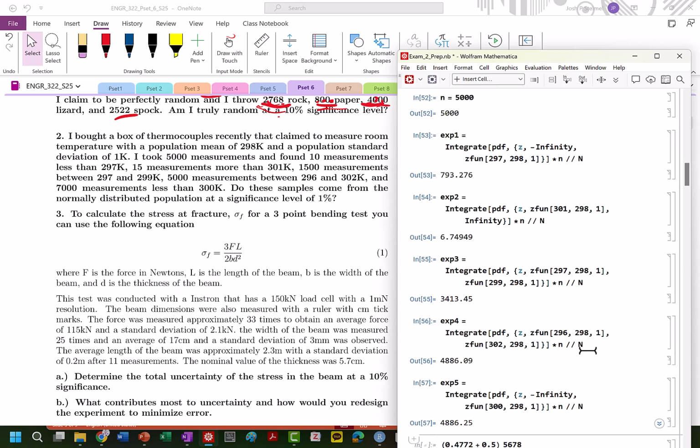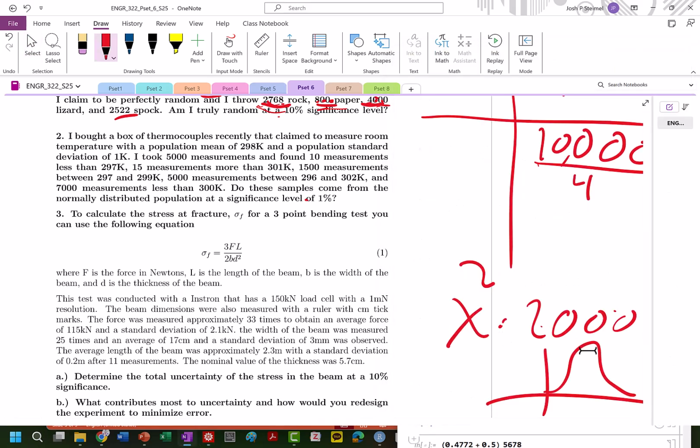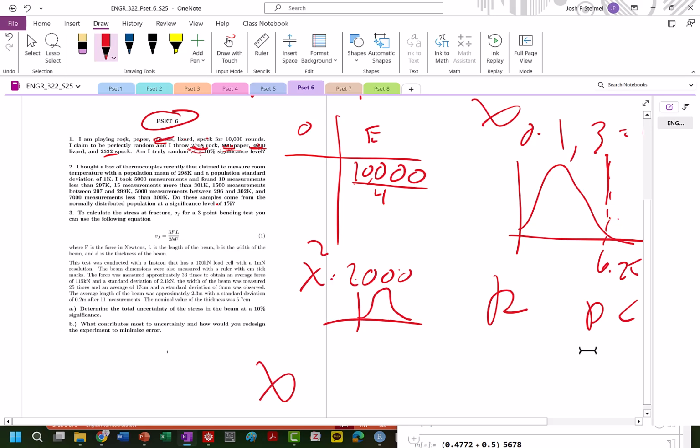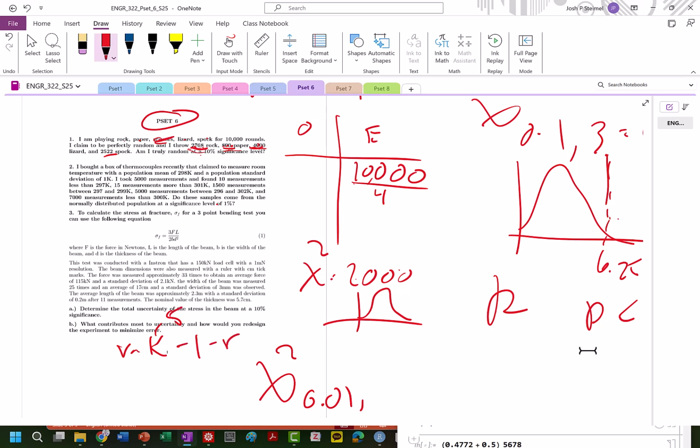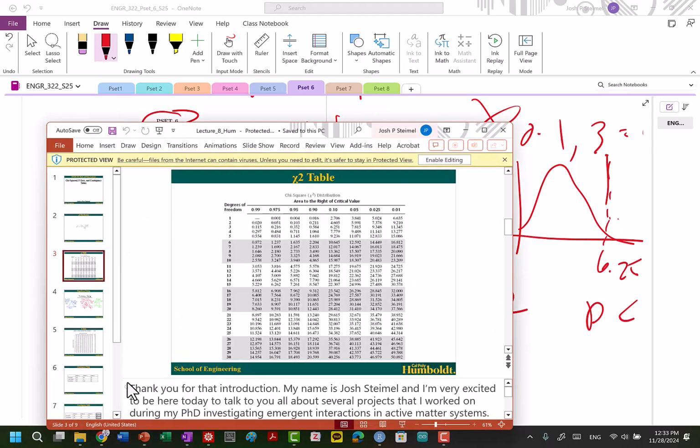That's our expected 2. Our expected 3 is between 297 and 299. Expected 4 is going to be 296 to 302 and expected 5 is less than 300, minus infinity. And there we go. So we have 5. In this problem now, is it normally distributed at significance level 1%? So our chi-squared will be 0.01.